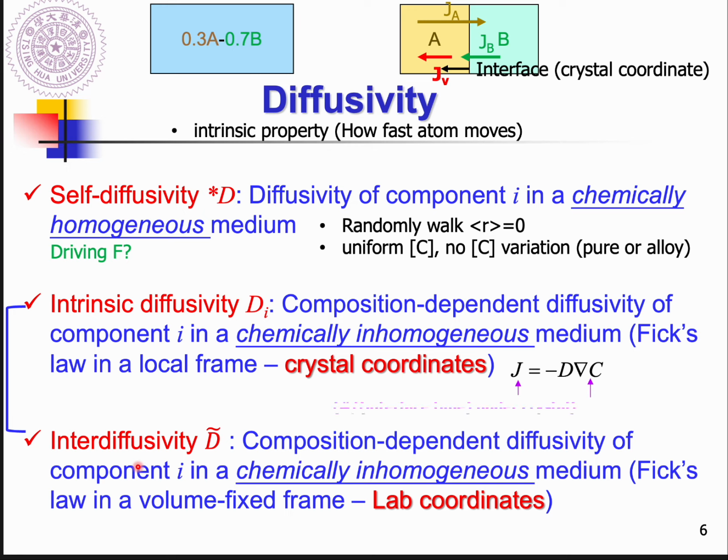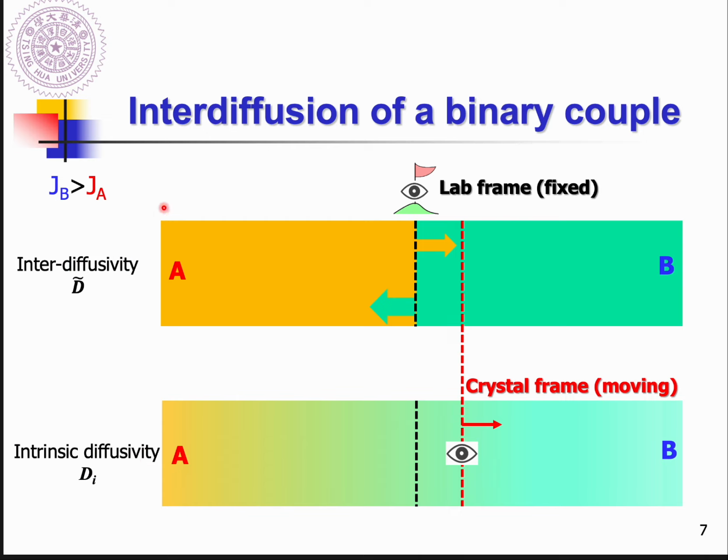So let's use a cartoon to explain the difference between the intrinsic diffusivity and interdiffusivity. And don't forget the symbol for intrinsic is just D, and for the interdiffusivity you give it a hat. Okay, so now we also have an AB diffusion couple. When interdiffusion happens, probably when you heat these materials up, in this case we assume JB is larger than JA. So as we mentioned, the interface is going to move.